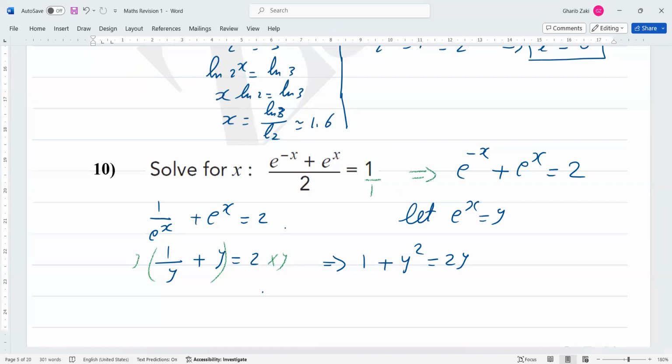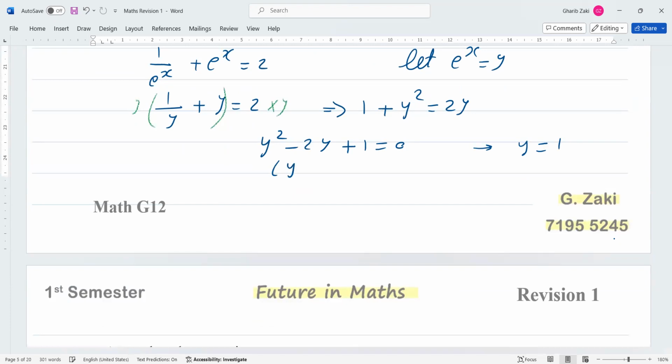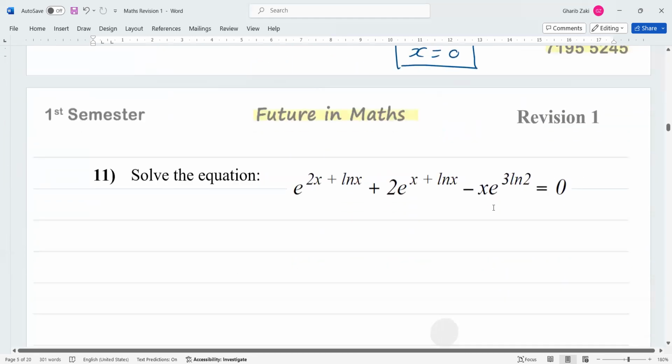Quadratic equation, y squared minus 2y plus 1 equals 0. By using the calculator, y equals 1. Then, to write as factorization, we write y minus 1 because it's a repeated factor equals 0. Then y equals 1. Y is e power x. E power x equals 1, it means e power 0. Then x equals 0. Okay? This is the solution. Next question.